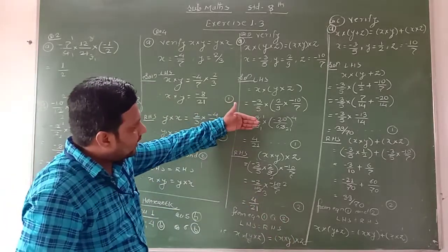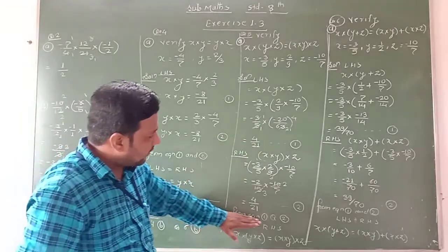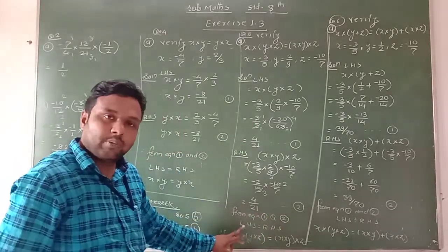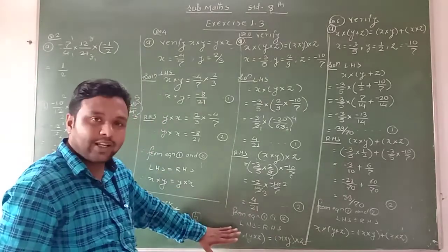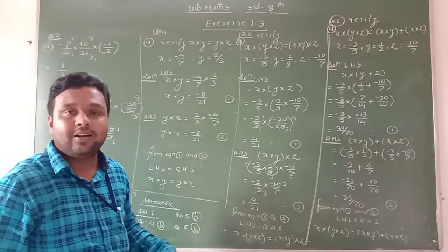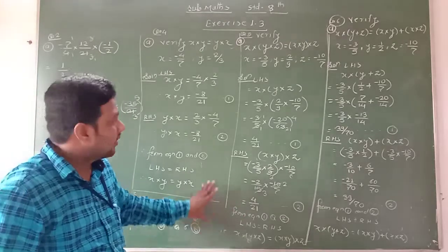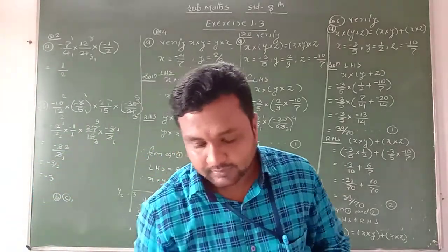If we observe equation 1 and 2, both the values are equal here. Therefore from equation 1 and 2 we can write left hand side is equal to right hand side. And here we verify the property, and the name of this property is the associative property for the multiplication of rational numbers. Isn't it? Then see the next question, question number 6.